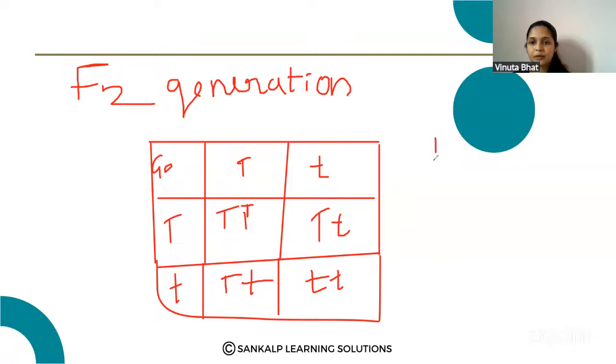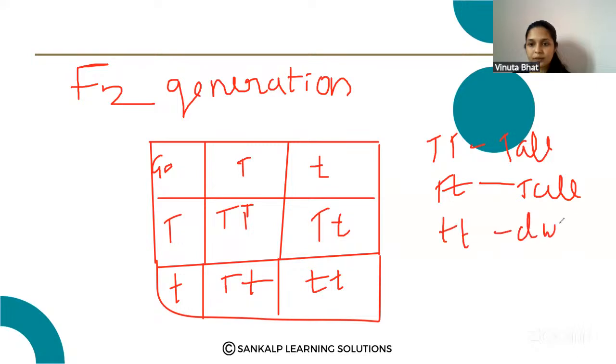Here, capital T, capital T is the tall plant, and capital T, small t is also a tall plant. Then small t, small t is the dwarf plant. So you should write the ratio of the plants obtained here. Total 1, 2, 3 are tall plants and 1 is the dwarf plant. The ratio is 3:1.